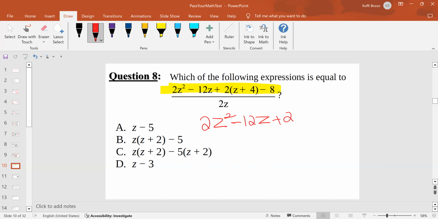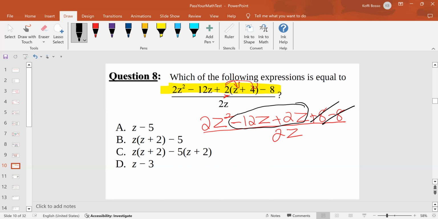plus 2z. What I'm doing here is distributing the 2 to z and 4. So we're going to have plus 8 minus 8, everything divided by 2z. Understand that the 2 in front of the parentheses multiplies the z and the 4 inside. Therefore, we have positive 8 and negative 8 that cancel out. We can combine like terms. So we're going to have 2z squared minus 10z, everything divided by 2z.